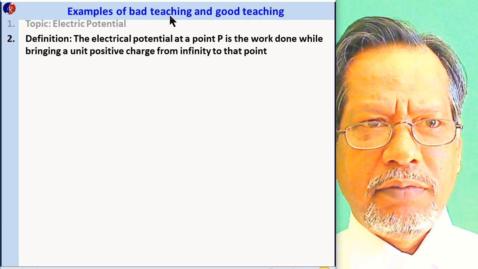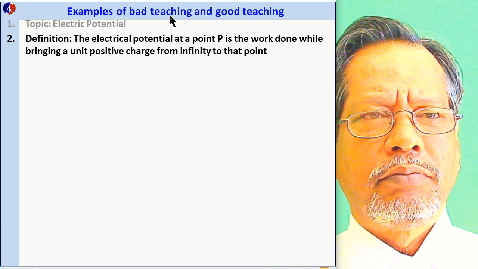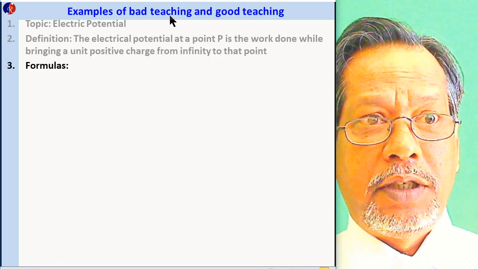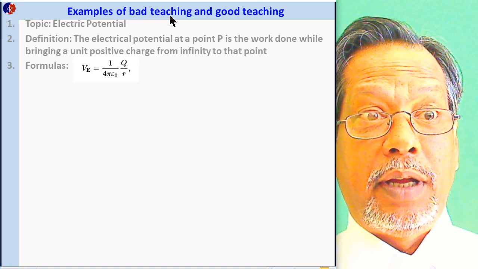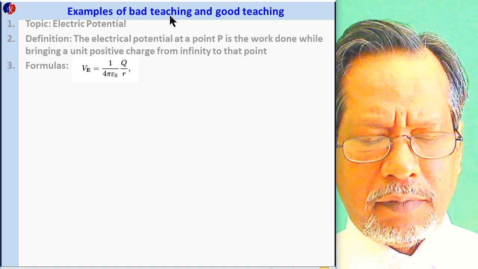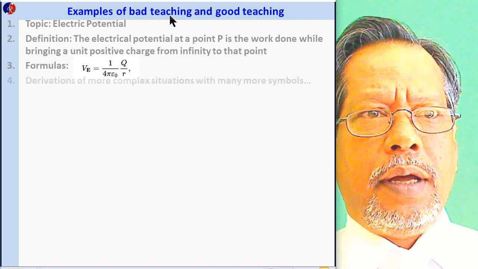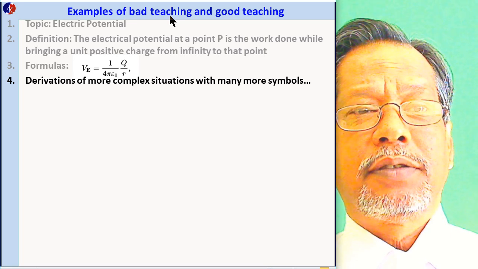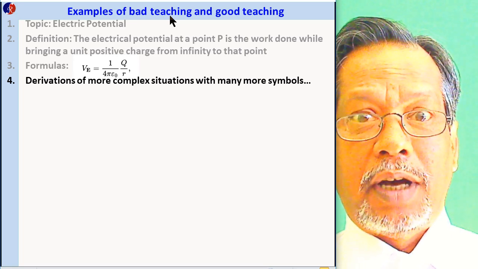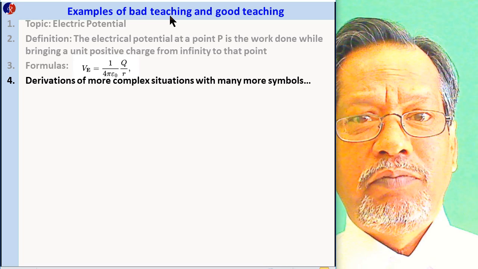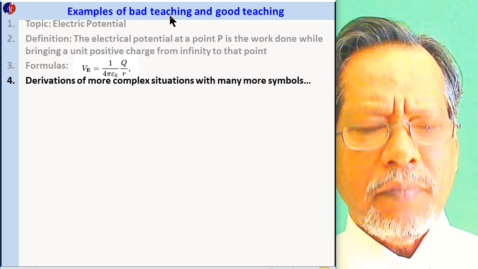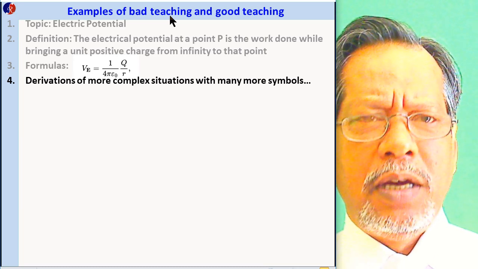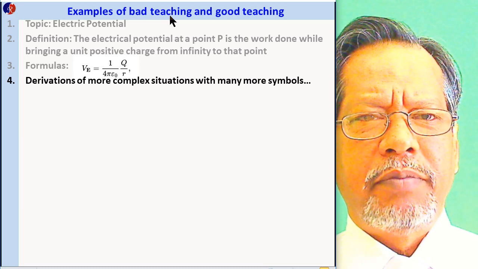They write this definition, read it, then they write some formulas. A typical formula for this would be like that. Then they derive some more complex formulas. Just copy from the book, line by line, and read it. It's got many symbols. They don't tell the meanings of the symbols, but they continue, derive some other formula.